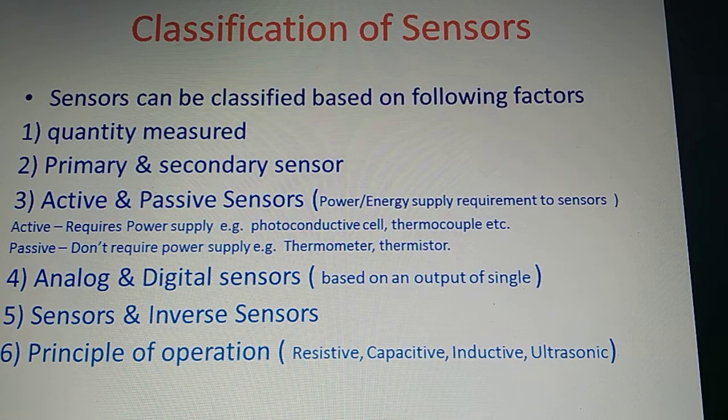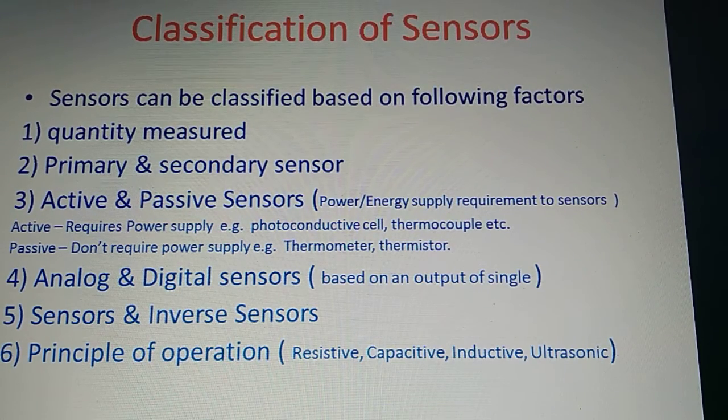Whereas for passive sensors, you can give simple examples of a thermometer or thermistors, which don't need any external power supply. Wherever you want to measure the temperature, you can just put the mercury thermometer, and that will give you the reading based on the expansion of the liquid. Those kinds of sensors are called passive sensors.